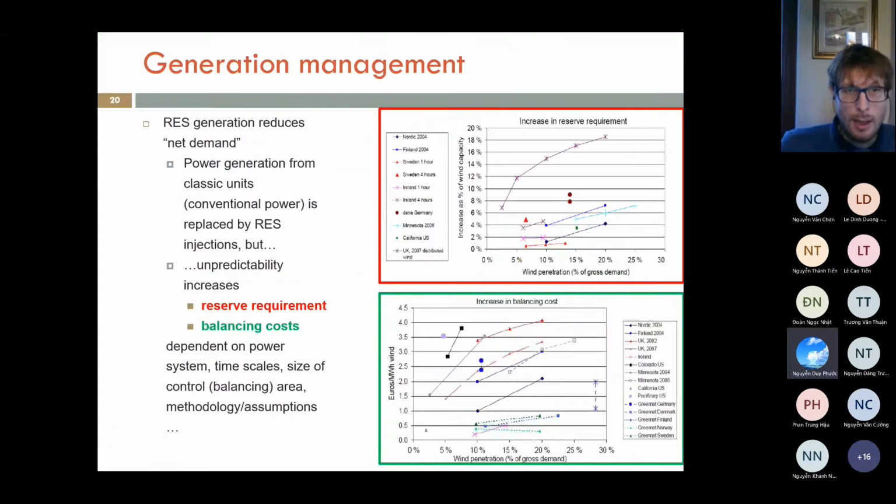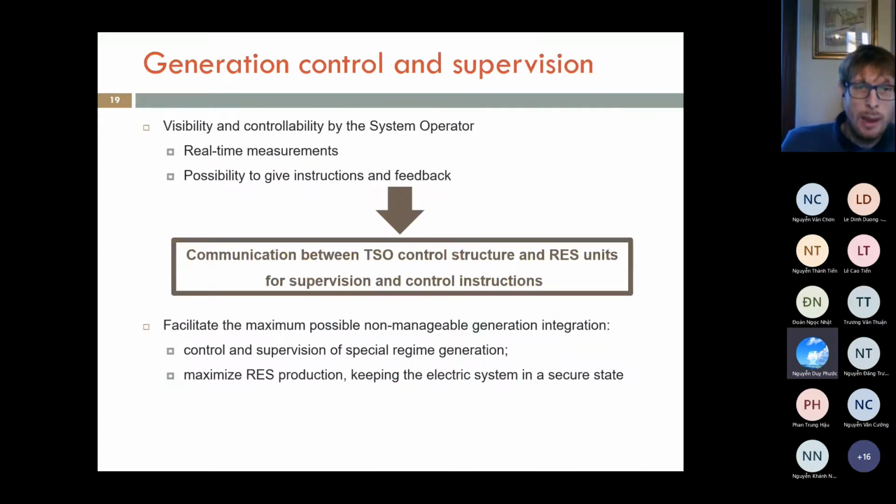So that's the reason why nowadays the TSOs are pushing the regulatory authority to impose on the RES units to install a supervision and control instruction system.